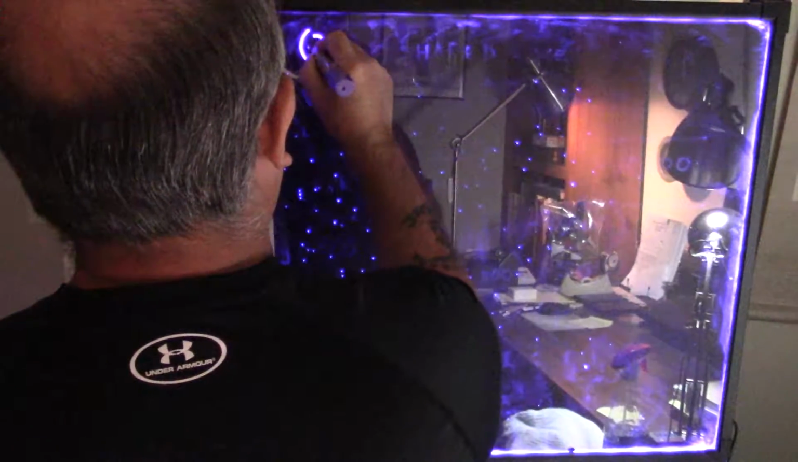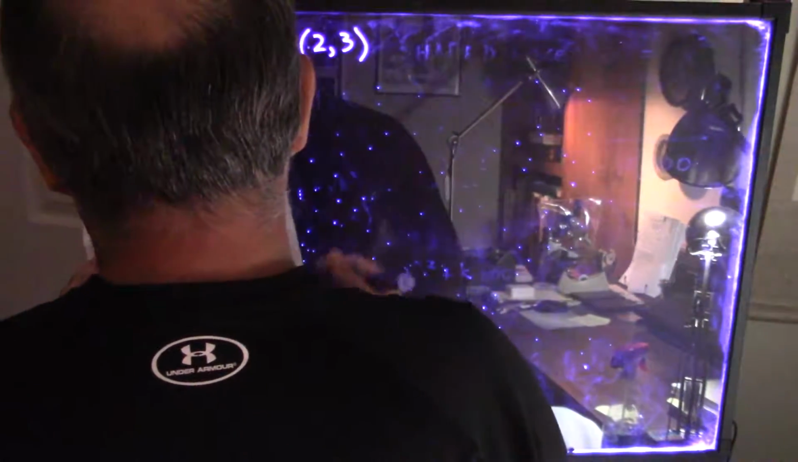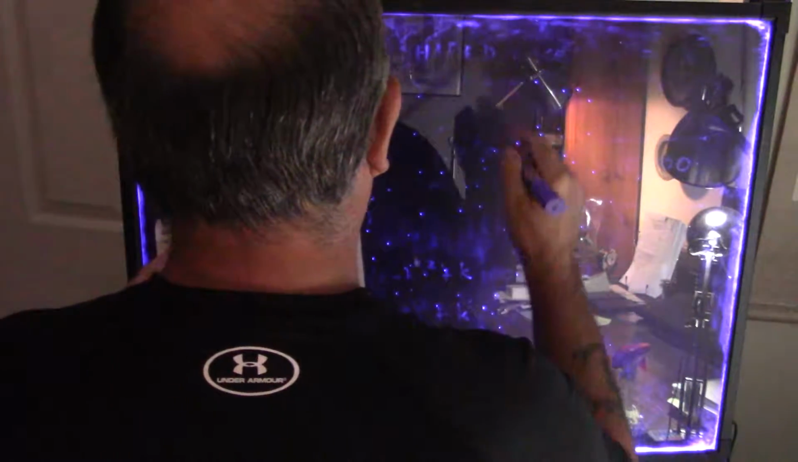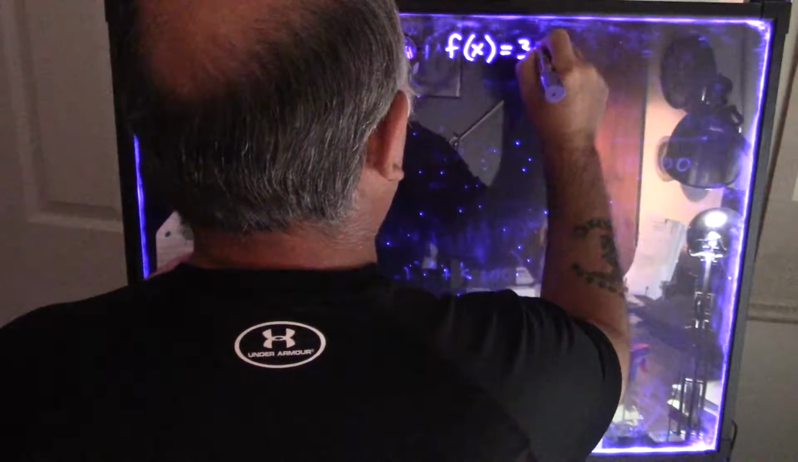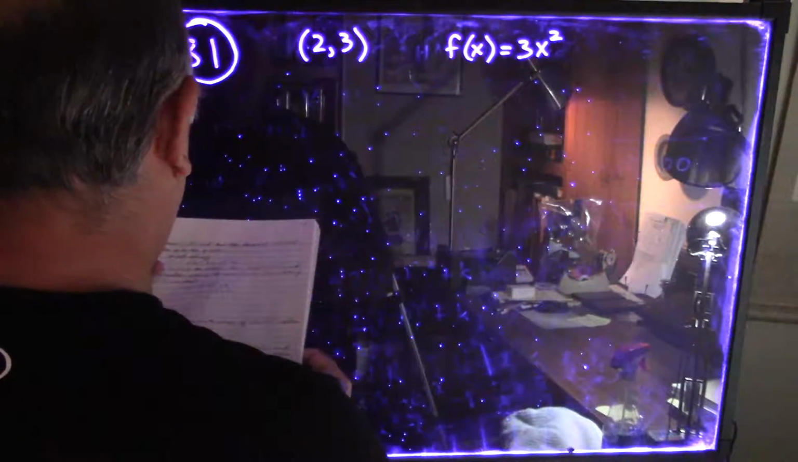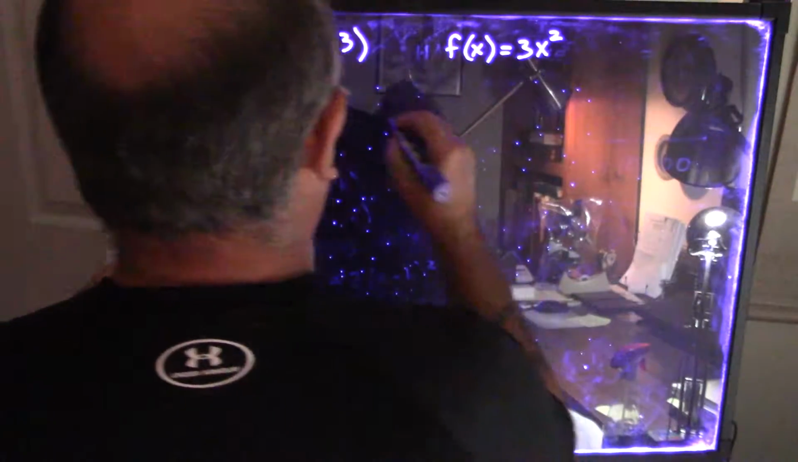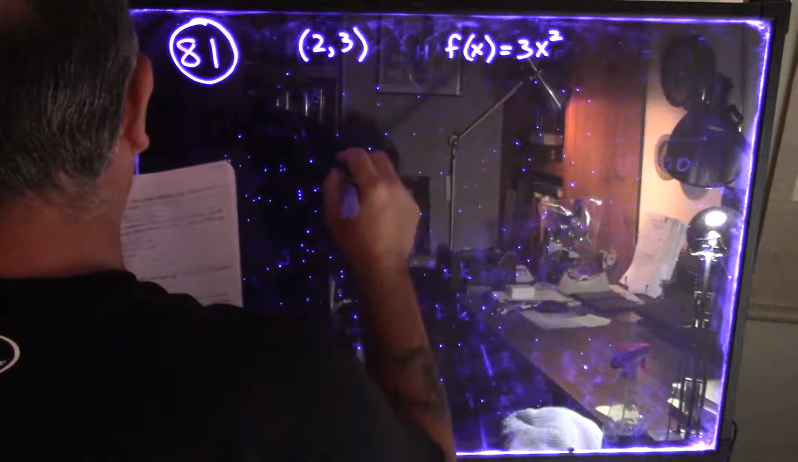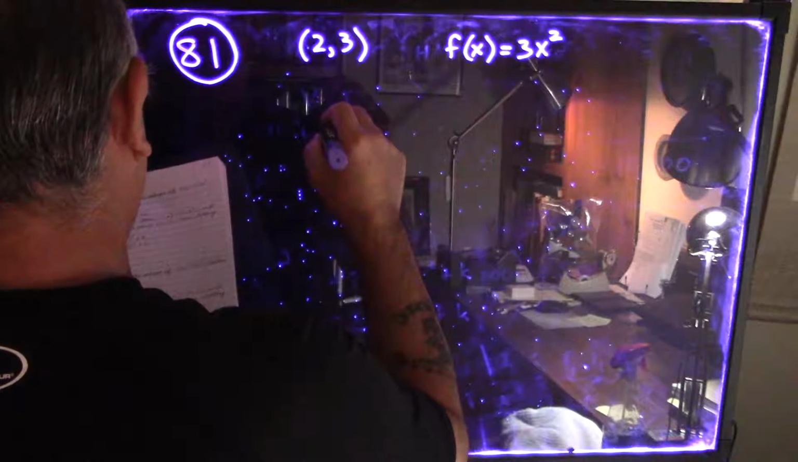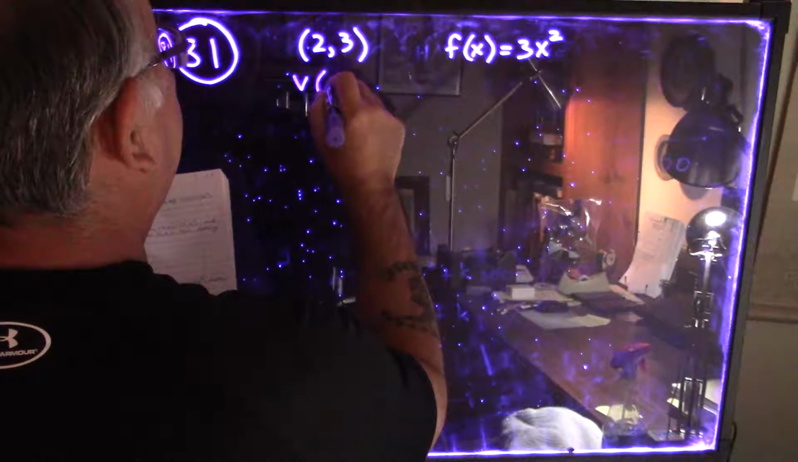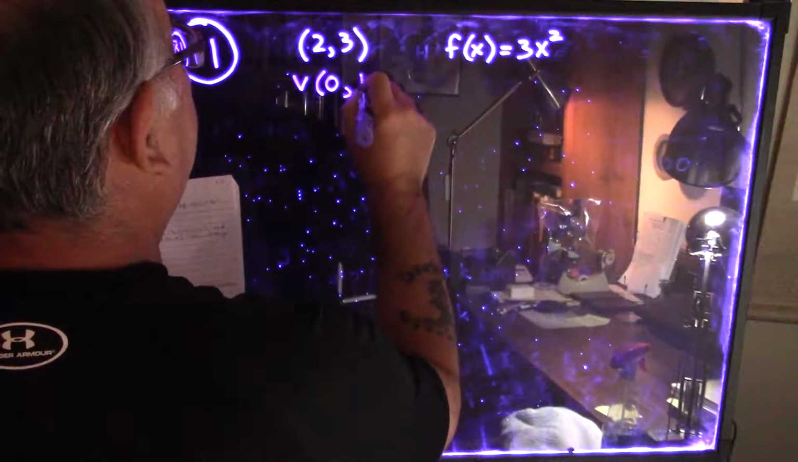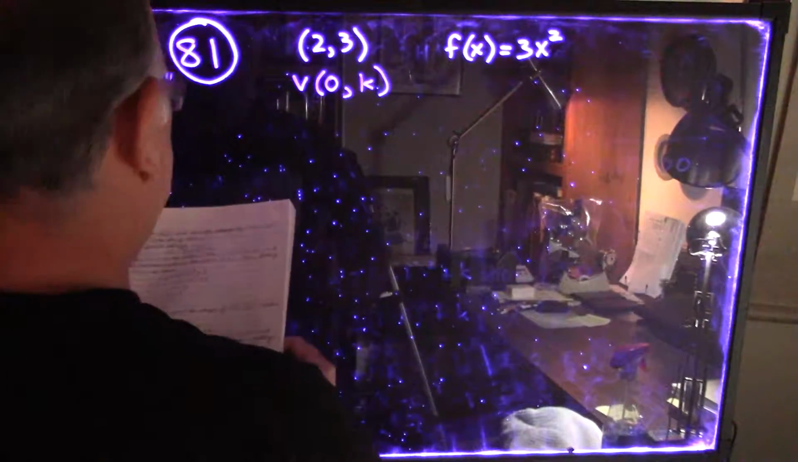Number 81. So it contains 2, 3, and it has a shape of f of x equals 3x squared. Okay, so the vertex is on the y-axis. Again, that means the x-coordinate has to be 0 at the vertex. So the vertex is 0, and then whatever k happens to be.